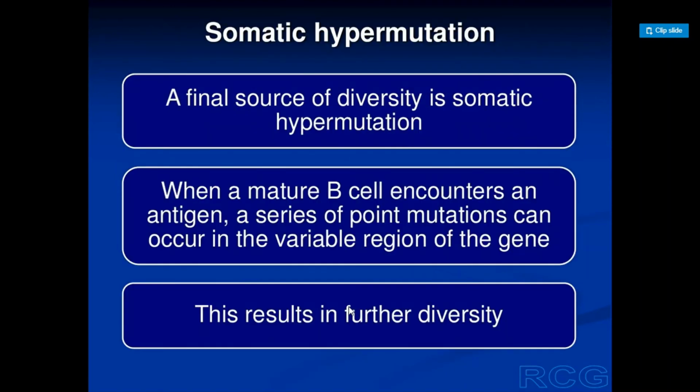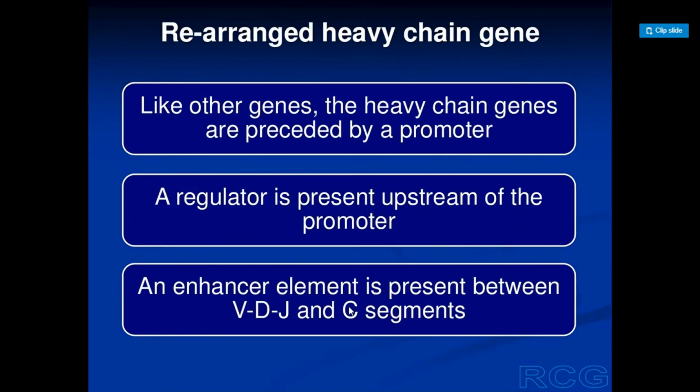And the final source of diversity is the somatic hypermutation. When a mature B cell encounters an antigen, a series of point mutations can occur in the variable region of a gene, and this results in further diversity. So there is huge diversity in the rearranged heavy chain genes.